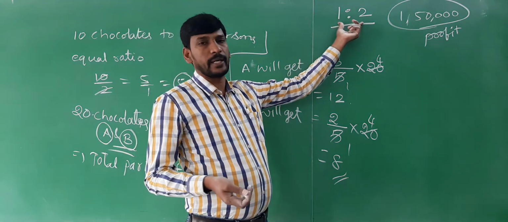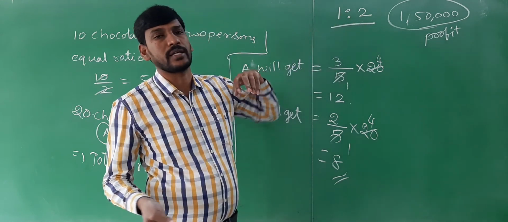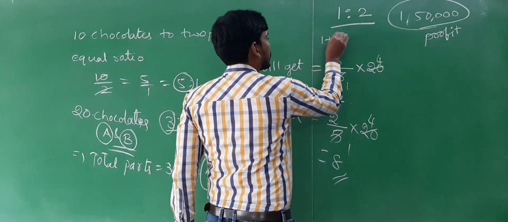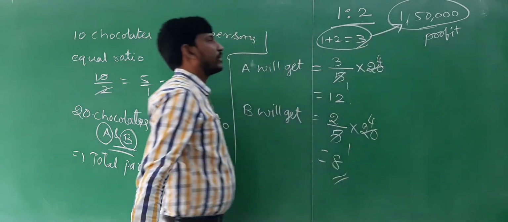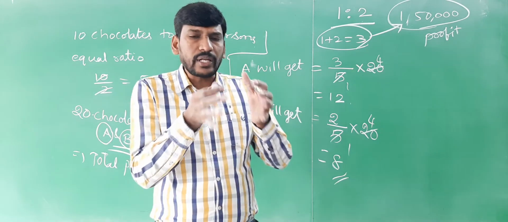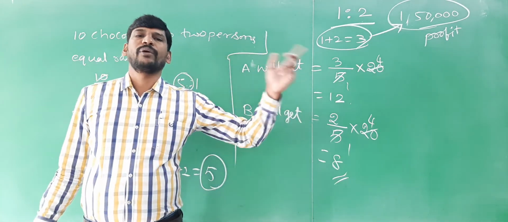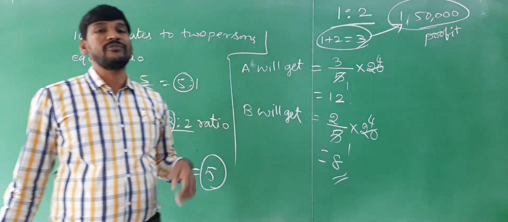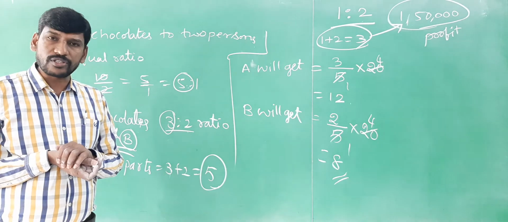This will show that. Okay, by adding these two values, we will get the number of shares. So 1 plus 2 is nothing but 3 shares. That is, divide this 1,50,000 into 3 equal parts. Clear? Out of 3 equal parts, 1 part A will get, 2 parts B will get, because they kept the investment in 1:2 ratio. Is it clear, children?